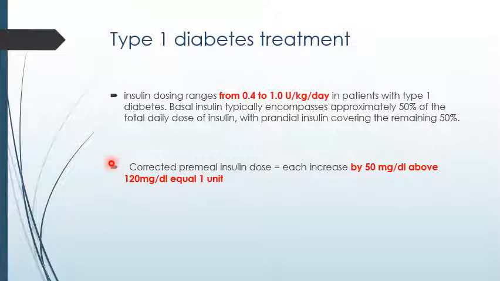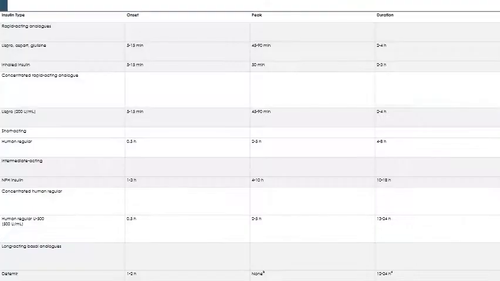One common question: what's the corrected pre-meal insulin? How we calculate it? We calculate each increase by 50 above the 120 milligram per deciliter equal 1 unit. We have 3 insulin types: rapid acting and long acting and mix. This table about the onset and the peak and the duration.